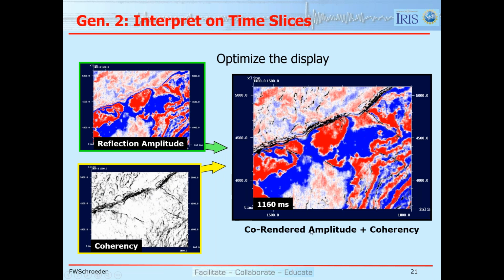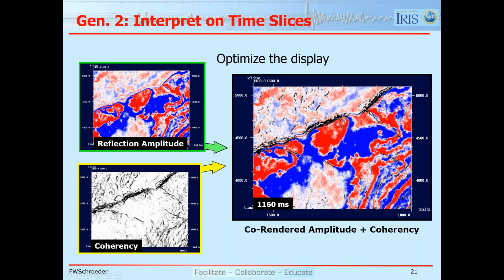And what I'll do is I'll co-render. I'll put the reflection amplitude on the computer screen first, and then I'll overpost the coherency. But if it's a high coherency, white or light gray, I'll make those values transparent. If it's dark gray or black, I'll make them opaque. And so that's what this is, a co-rendered amplitude and coherency.